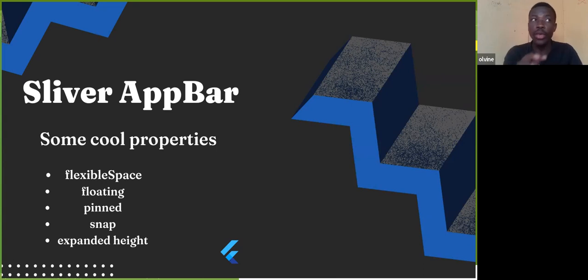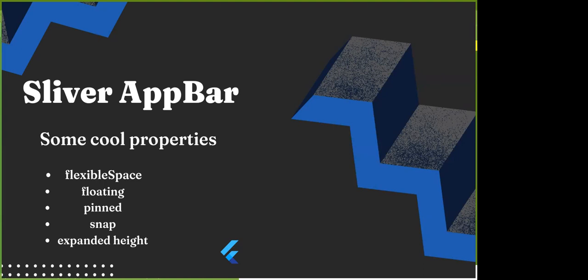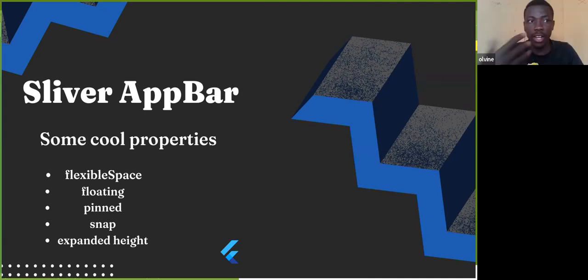If you don't want the space to remain that way because it looks ugly, or you want to customize it to look cooler, this is where the flexible space comes in, where you can pass some other features, like a background color or a background image.